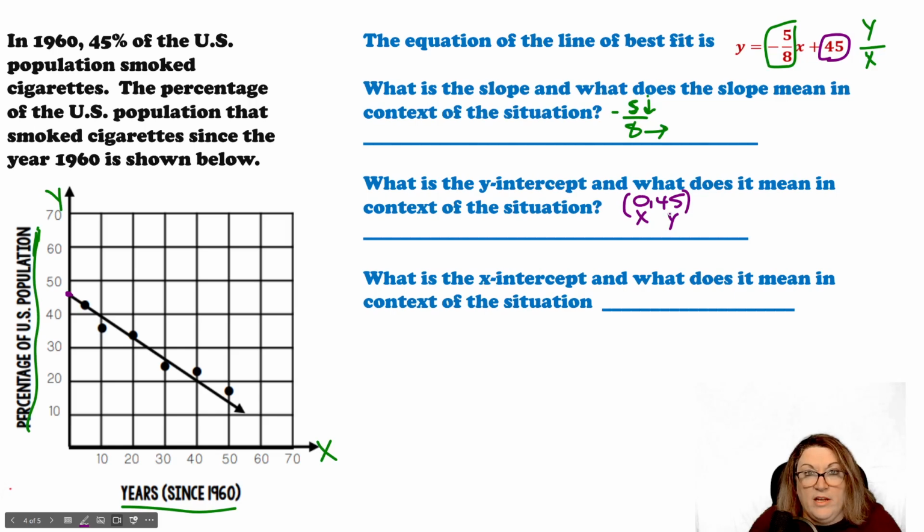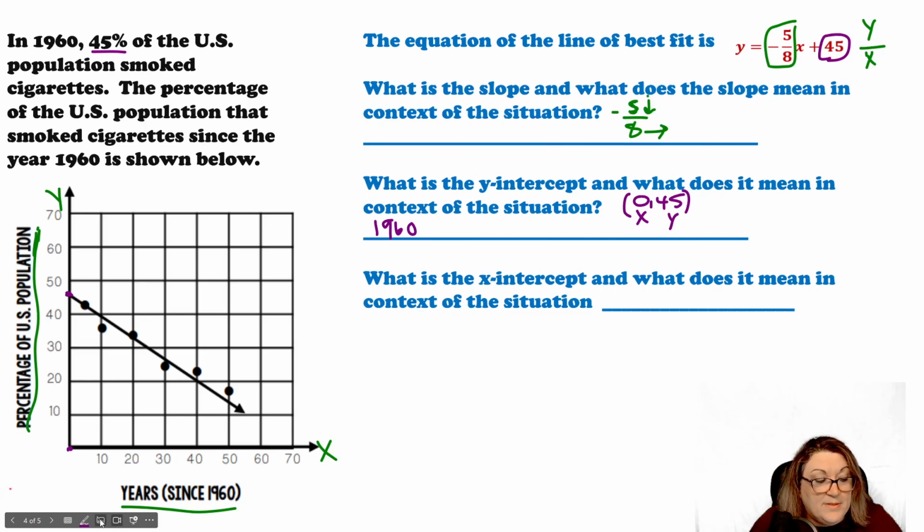So what is that telling you? That's telling you that 0 years since 1960, you can expect 45% of the U.S. to smoke cigarettes. And that's exactly what they have up here, right? In the words that they told us at the beginning. So that's what it's representing. 0 years past 1960, or in 1960, because 0 years past 1960 is 1960, right? So in 1960, 45% of the people in the U.S. smoked. What is the x-intercept and what does it mean in the context of the situation?